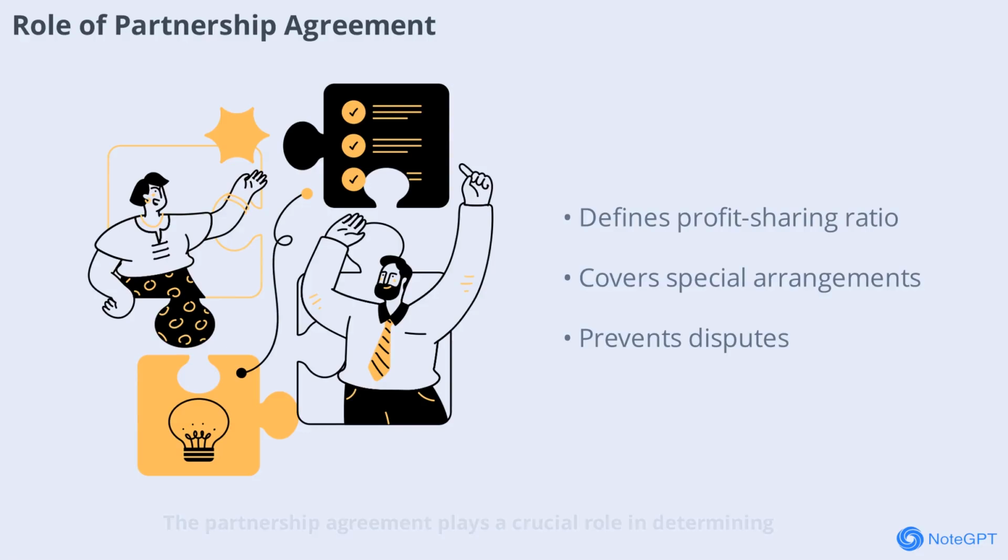The partnership agreement plays a crucial role in determining how profits are shared after capital allowances are deducted. It should clearly state the profit-sharing ratio and any special arrangements regarding salaries, interest, or appropriations. This ensures transparency and helps prevent disputes among partners.